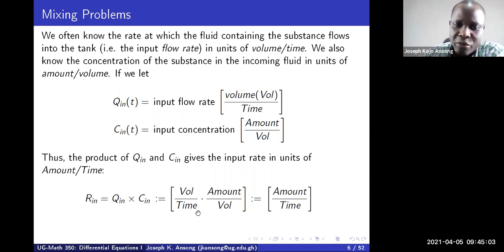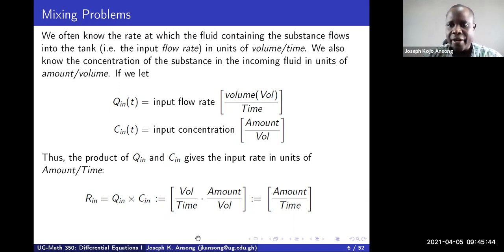So the input flow rate is volume over time multiplied by the concentration, which is amount over volume. Volume cancels volume, and I'm left with amount over time. So if I know the input flow rate in terms of volume over time, and I know the concentration of stuff that is coming into the tank, I can find an expression for the input rate, that is R in. This will be easy to find. Of course, we're going to do an example with actual numbers. Now, remember the model is dx/dt is R in minus R out.